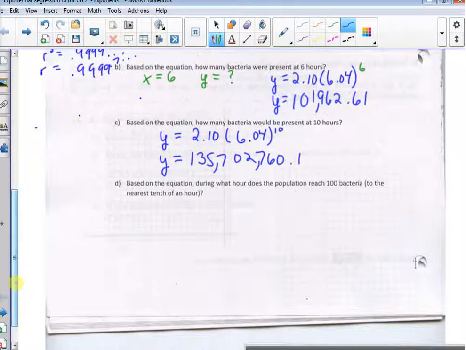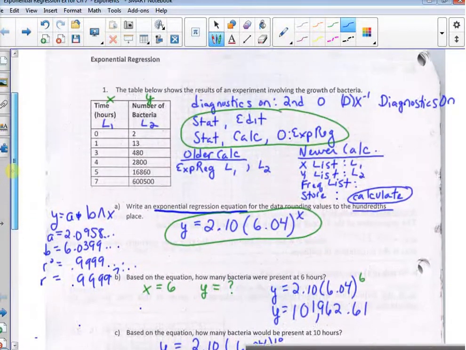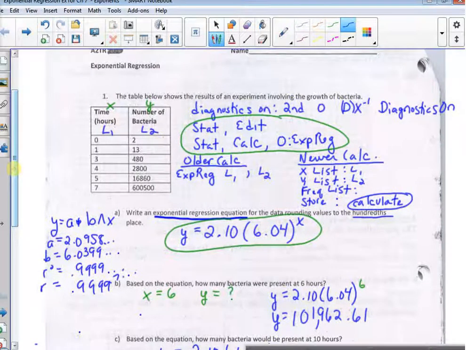All right. And then for D, based on the equation, during what hour does the population reach 100 bacteria? To the nearest tenth of an hour. Okay, so this one is saying, what's the x? X is equal to what? The y is equal to 100 bacteria. So if I look at my table, 100 bacteria would be somewhere between 1 and 3.